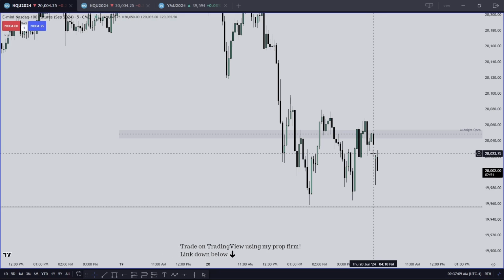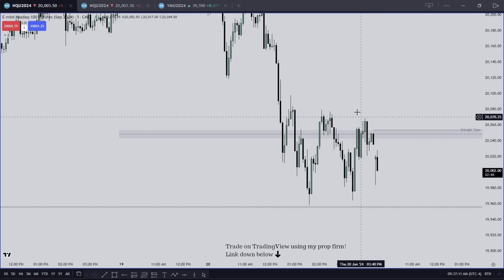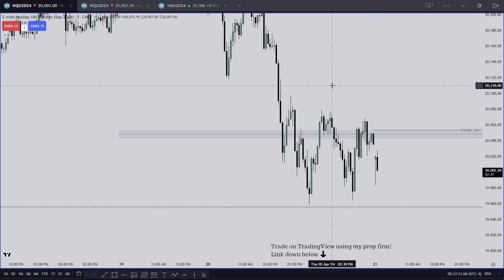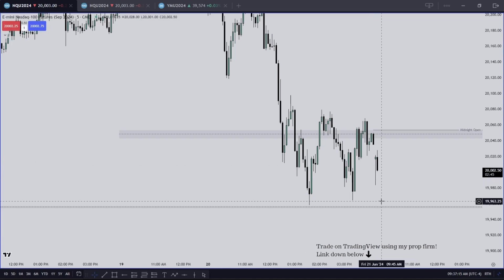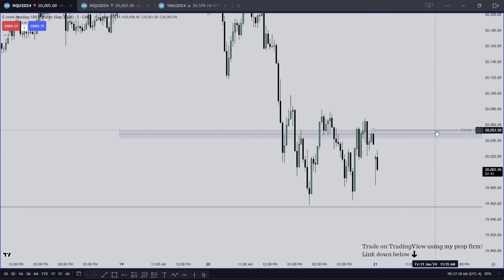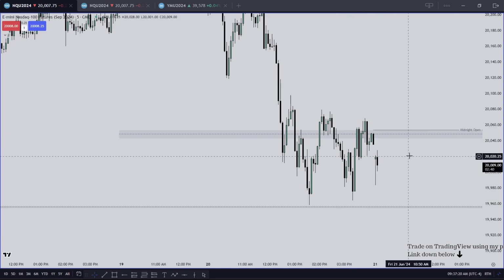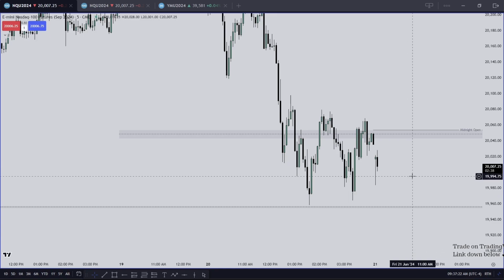But right now, I'm seeing this as retail is trailing all of this. They're chasing all this price action going lower. And we're already below that midnight open. We're already in a deep discount. So I would like to see some sort of setup to go long, preferably.